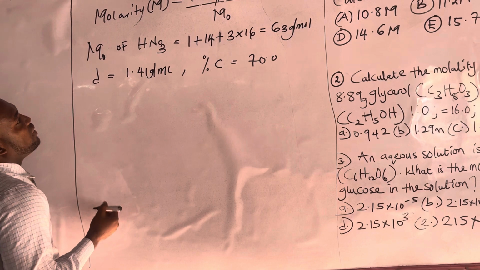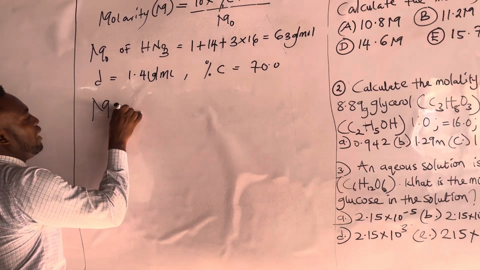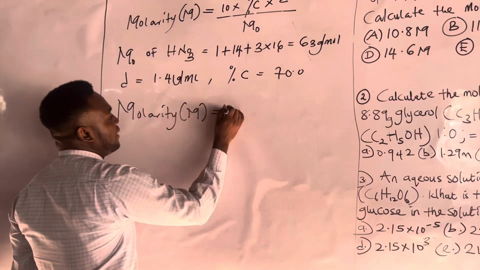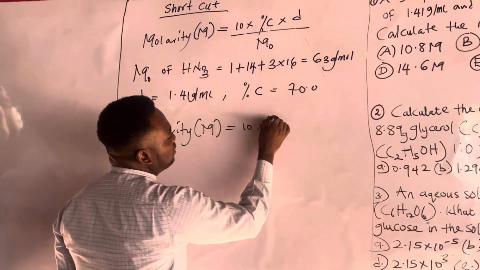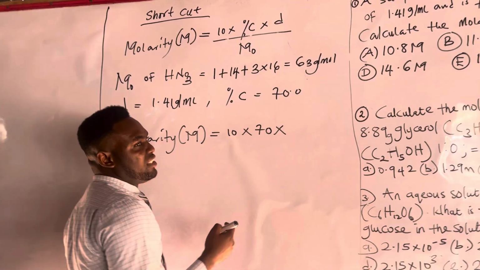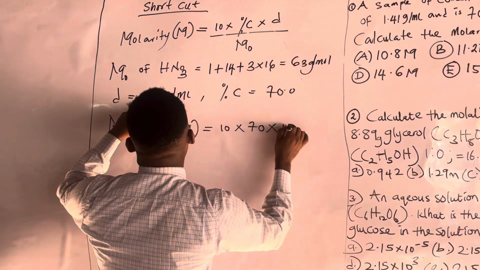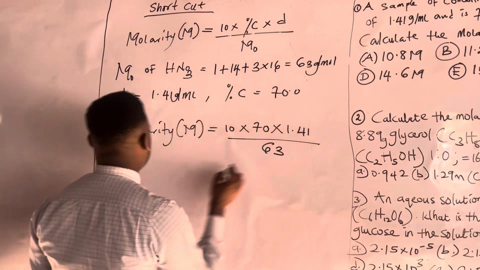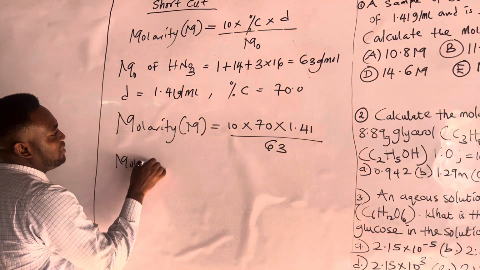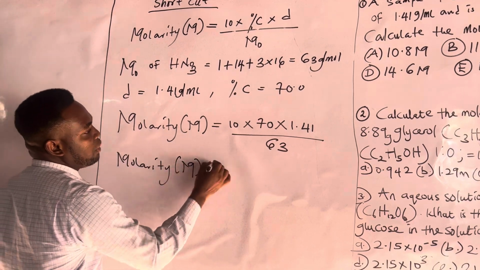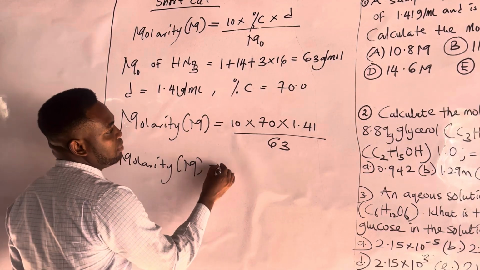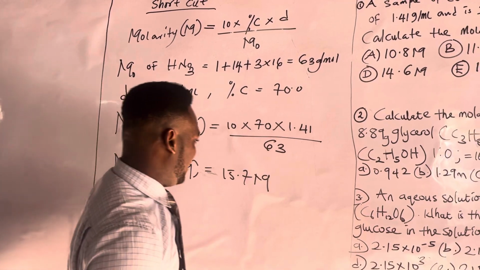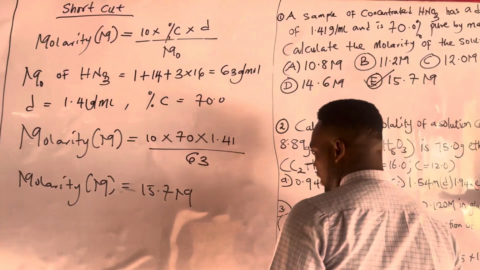So what we need to do now is to put everything in the formula and get our answer. With ease, we say molarity, capital letter M, equals 10 times, what is the percentage composition? 70, multiply, what's the density? The density is 1.41, divide, what is the molar mass? 63. When we punch our calculator, molarity, capital letter M, is supposed to be giving us 15.7 molar. And where do we have that as our answer? Option E is our answer.